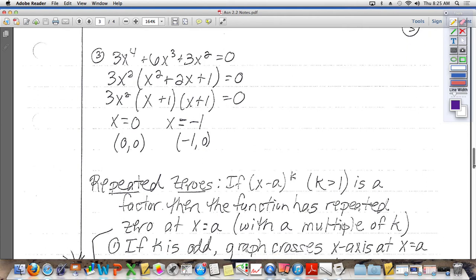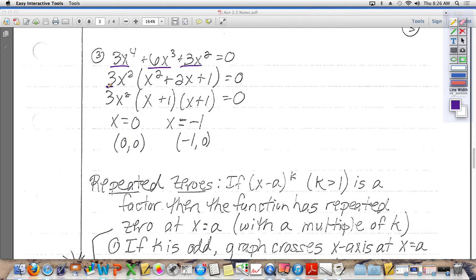3x to the 4th power plus 6x cubed plus 3x squared equals 0. All right, so we have to look at our three terms: 3x to the 4th, 6x cubed, 3x squared. When you factor things, you have to take as much out of it as you can. So every single one of these terms, 3, 6, and 3, are all divisible by what number? They're all divisible by 3. So I take 3 out.